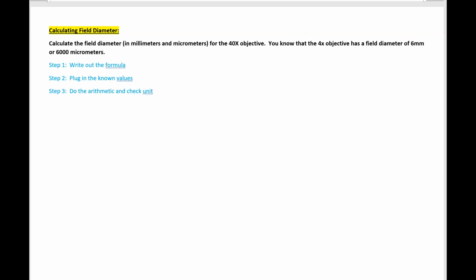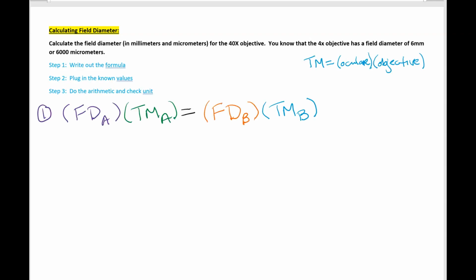So now we're going to calculate field diameter. In order to do that, we have to know 3 things. We have to know the field diameter, having been measured or given to us, of another objective lens. We have to know the total magnification of lens A and lens B. So let's start out and write the formula. So I've written out my formula, and I've written the variables in different colors so I can show you where I'm obtaining the known values.